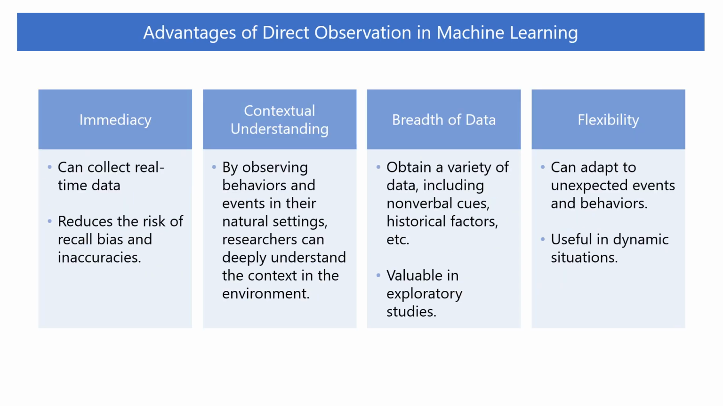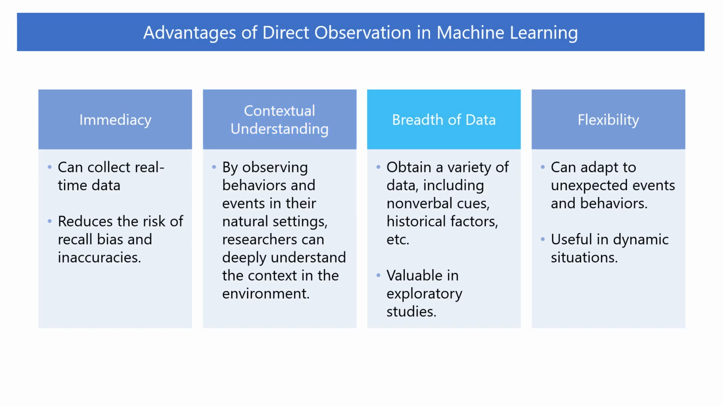Direct observation has several advantages as a primary data collection method. The first is immediacy. Direct observation enables researchers to collect real-time data. This immediacy reduces the risk of recall bias and inaccuracies that sometimes occur in data collection through questionnaires or interviews. The second is contextual understanding. By observing behaviors and events in their natural settings, researchers can deeply understand the context in the environment.